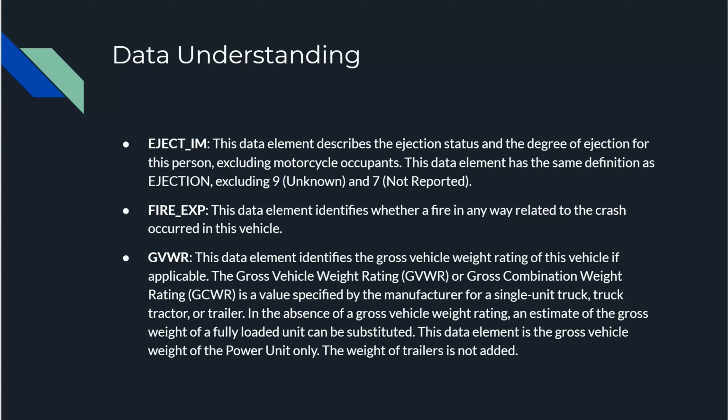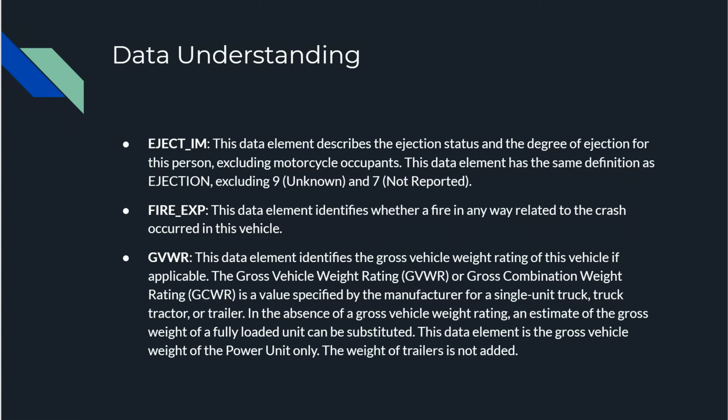Next set, eject_IM. This data element describes the ejection status and the degree of ejection for this person, excluding motorcycle occupants. Basically, it's sort of like the age. Any sort of imputed variable is basically automatically excluding unknowns and not reported.